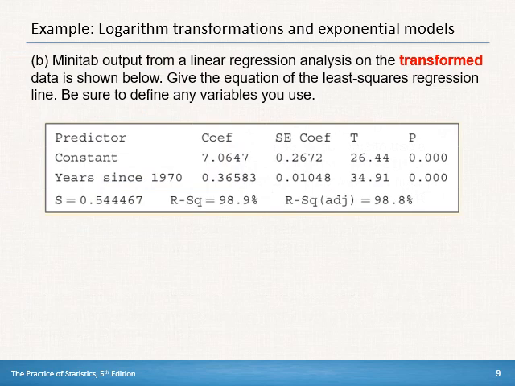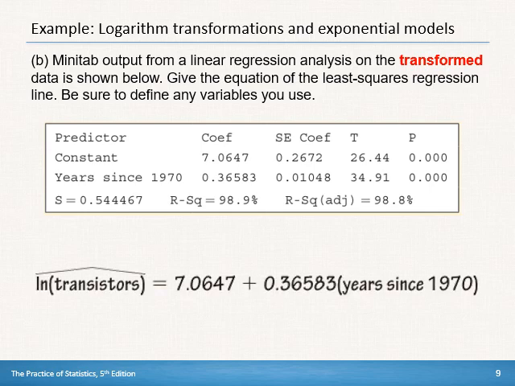All right, so now we've taken Minitab and we've gotten it to give us an output from a linear regression analysis on the transformed data. So that's years since 1970 plotted against the natural log of the number of transistors. All right, so write the equation of the least squares regression line for this transformed data. I'll go ahead, pause the video and write that out.